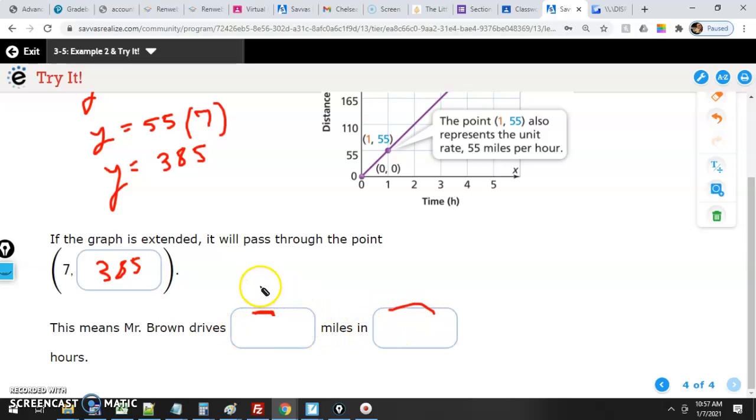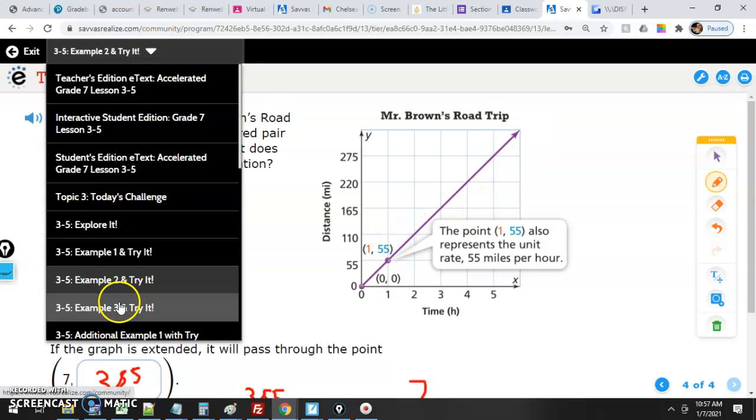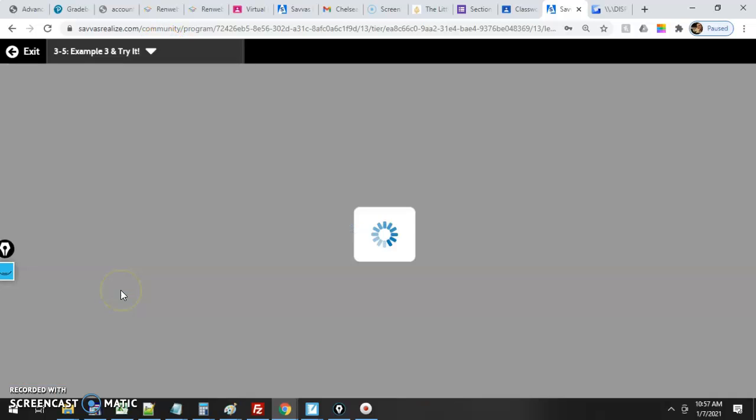And I guess I can't write in those blanks there. So 385 in 7 hours. All right, so hopefully that one makes sense. Remember, once again, you're finding k by taking y over x. I keep on reiterating that fact on all these problems.